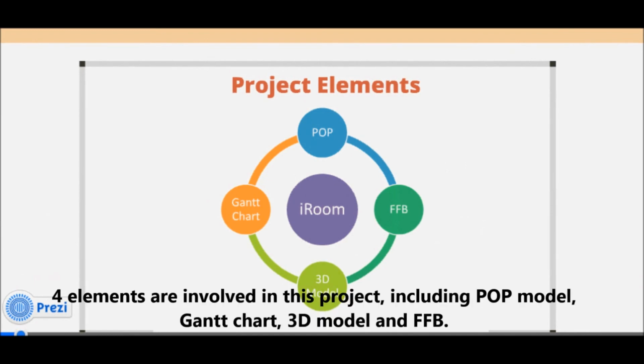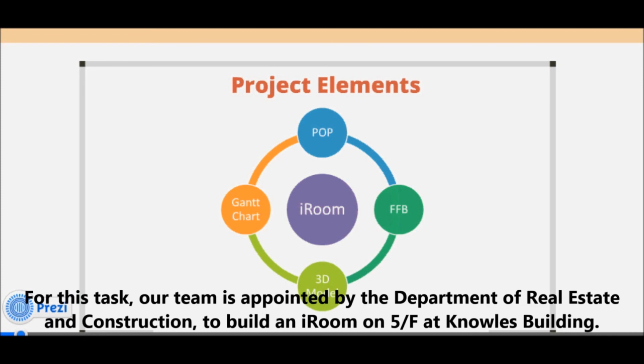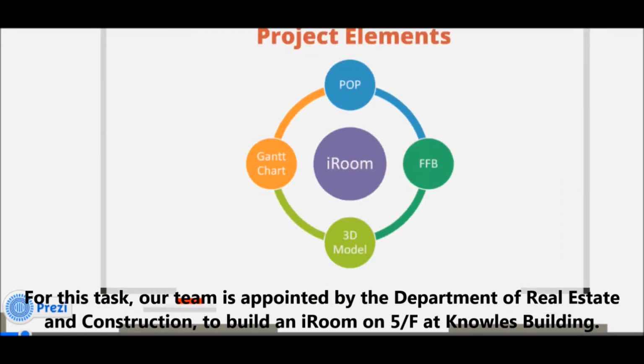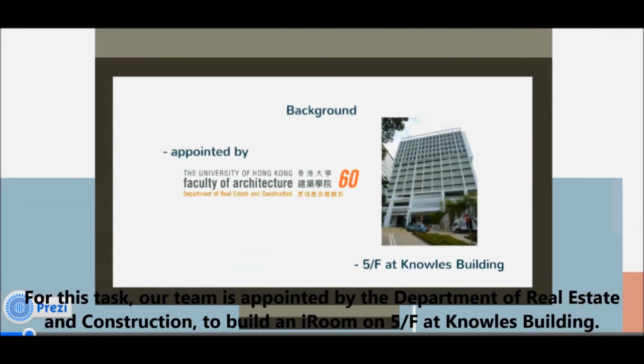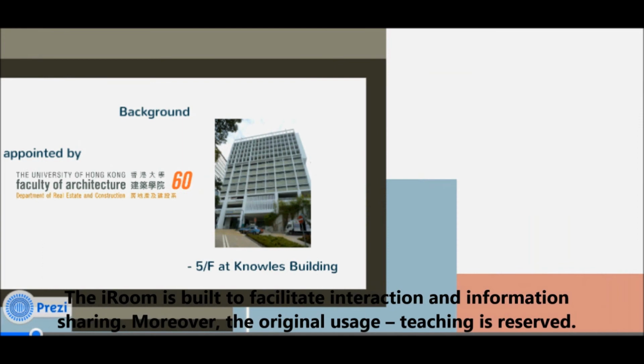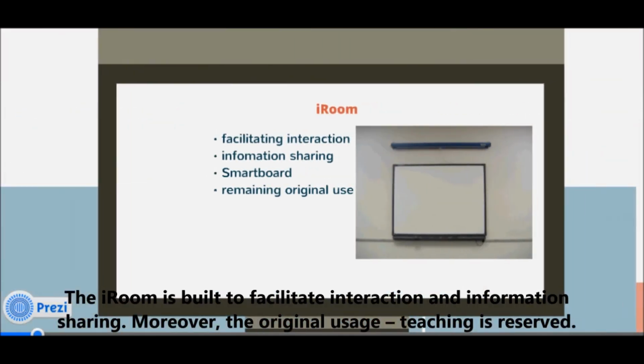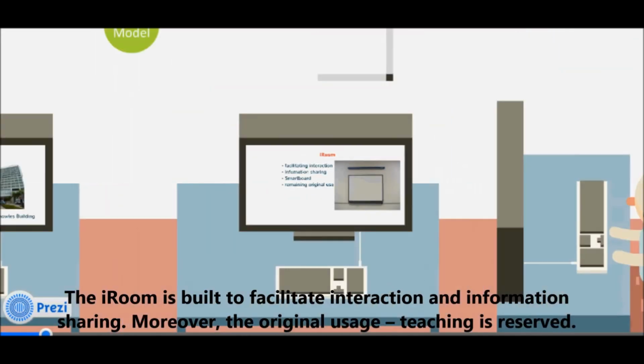Four elements are involved in this project, including POP model, Gantt chart, 3D model, and FFB. For this task, our team is appointed by the Department of Real Estate and Construction to build an I-room on the 5th floor at Knowles Building. The I-room is built to facilitate interaction and information sharing. Moreover, the original usage, teaching, is reserved.